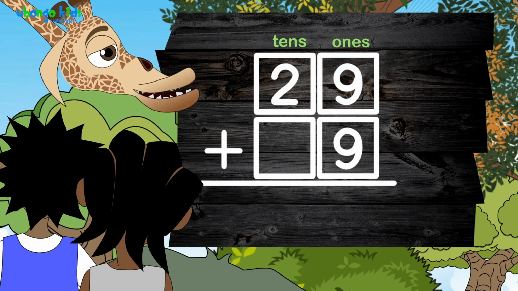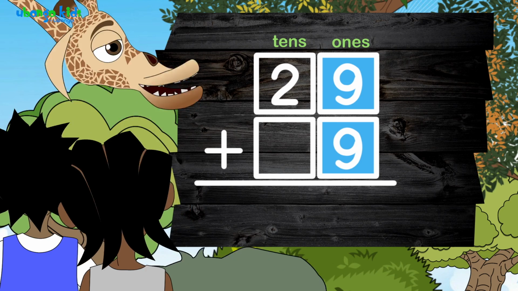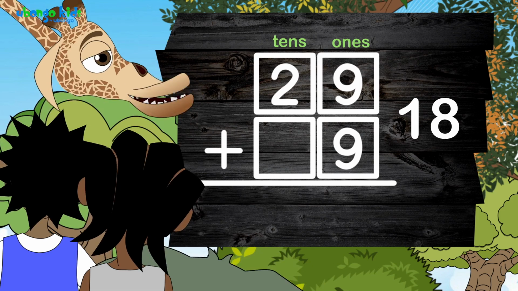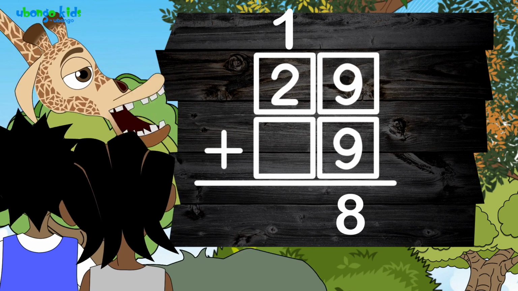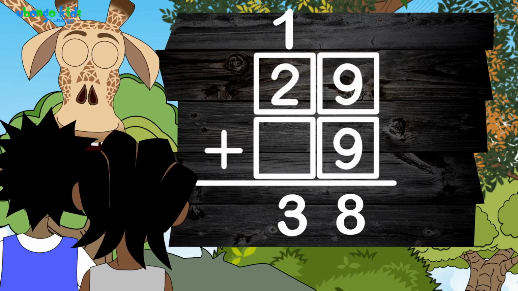Now let's add using this example. Start with 1s. 9 plus 9, how much do you get? This is so much fun. You get 18. Now write the 8 in the 1s column and then carry the 10 to the 10s column. Now the 10s have increased, now we have 3 10s. Do you understand? It's not that hard.